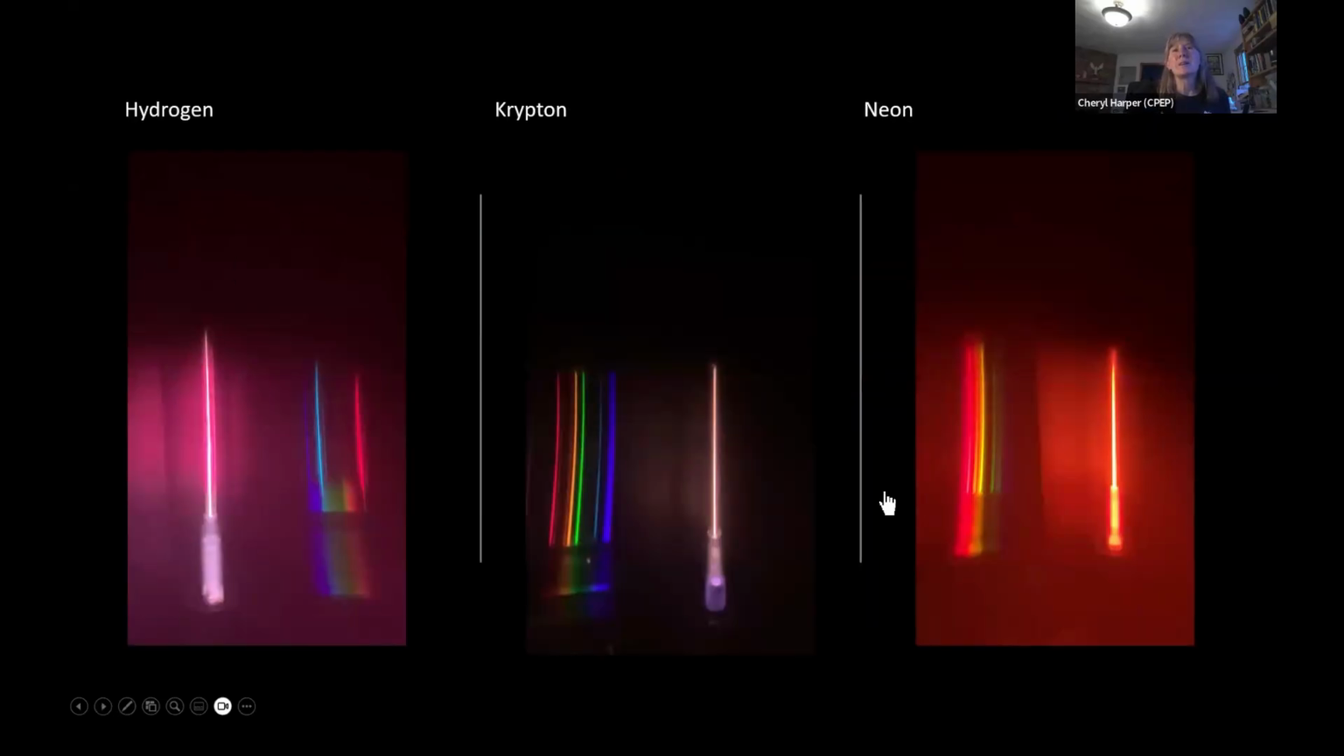And then the students can compare that to the spectrum of a hydrogen tube or krypton or neon and see if they can find similar lines. And of course, you can get more quantitative with this if you have a spectroscope and you can see at what wavelength those lines are at.